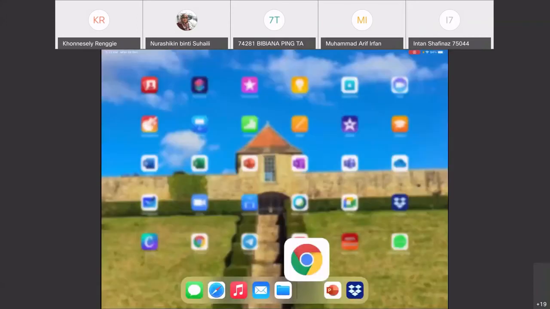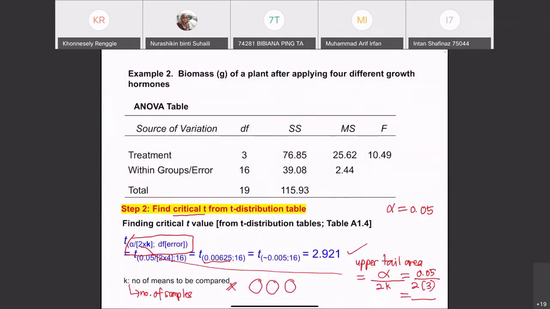So that's why in this problem we take 0.005. And the degree of freedom is the degree of freedom for the error. So in this case, it is 16.